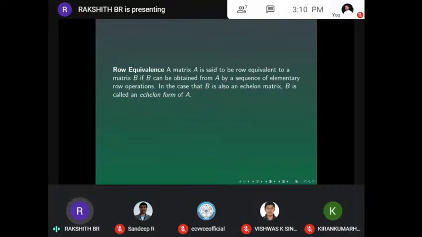Suppose the obtained B is in echelon form, that is, suppose B is an echelon matrix. Then we say that B is an echelon form of A. So first you need to know what is meant by row equivalence. Row equivalence means that from the given matrix A, you perform a sequence of elementary operations to obtain a matrix B.